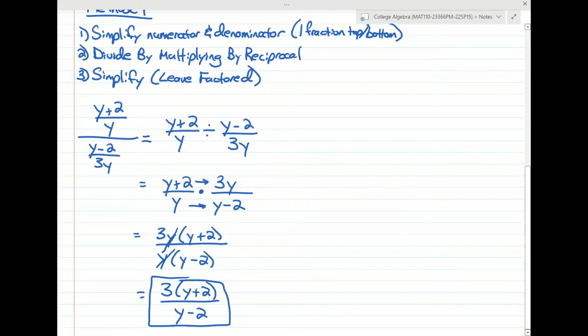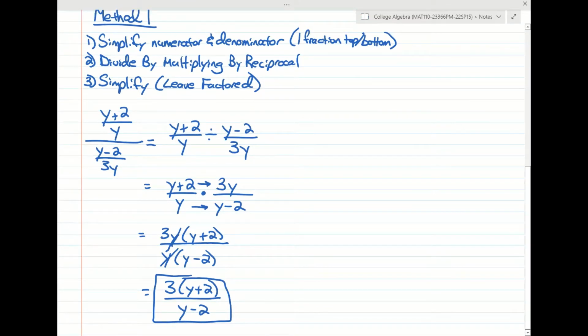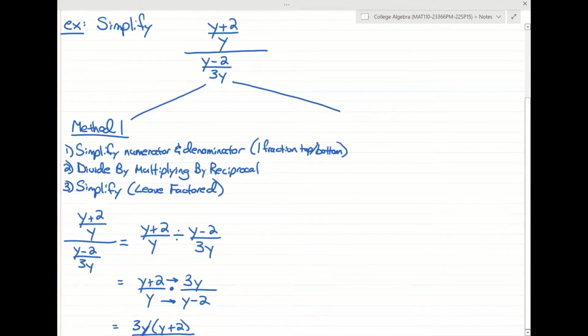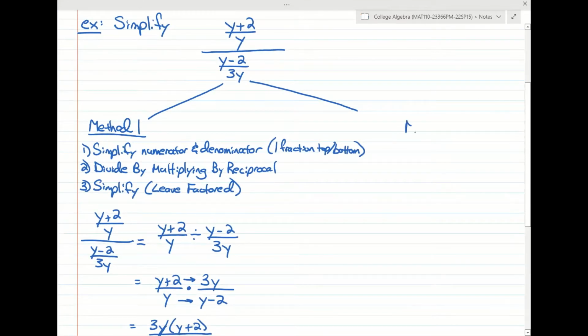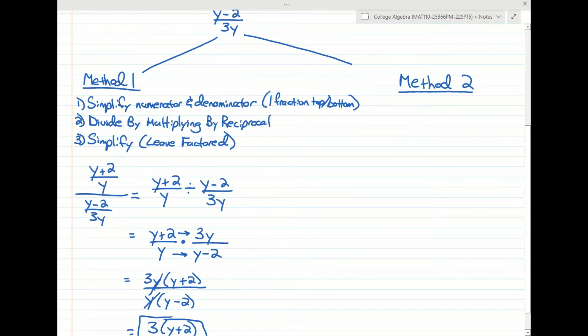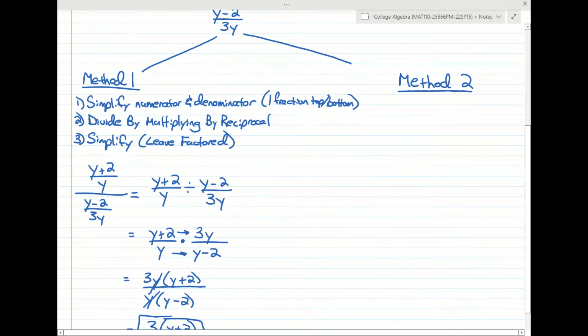Problems can get a little more complicated if we have to combine fractions in the numerator, but we'll start off with just a single fraction in the numerator and in the denominator. I call that technique 1. Let me go back a little bit and I'll show you another way we could do this. I'll call this method 2. If you like that first technique, great. You don't have to do it this other way. Some people like this other way.